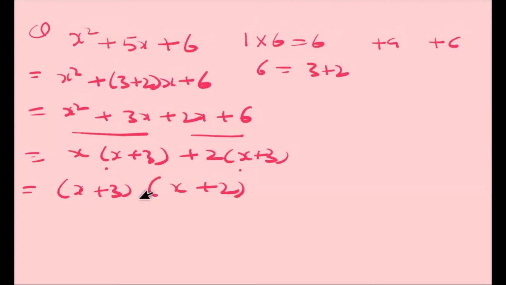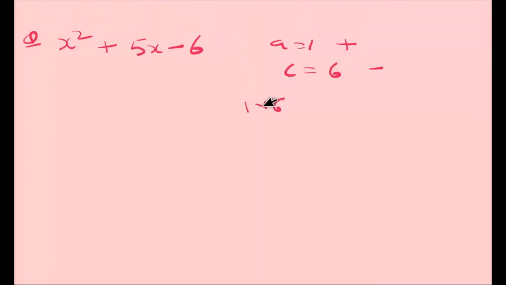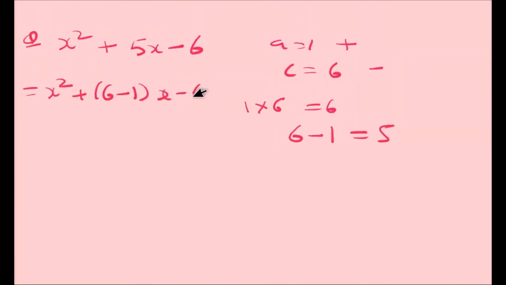Okay. So now what happens if here is minus 6? Then the question will be this way: x square plus 5x minus 6. So now we can see a equal to 1 is positive and c equal to 6 is negative. So we take the difference as 1 into 6 equal to 6. We can write 6 minus 1 equal to 5. So we have to take the difference. So we write here x square plus 6 minus 1x minus 6.